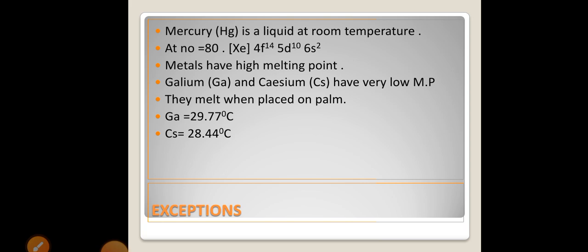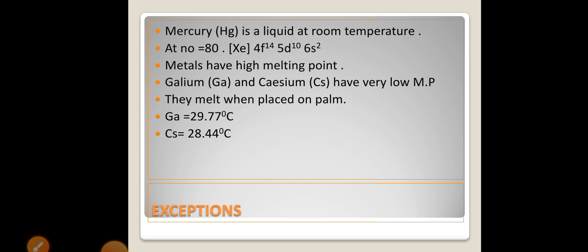Its atomic number is 80, and when you look at its configuration, it is completely filled: 4f14, 5d10, 6s2. Because of these completely filled orbitals, it gives stability to mercury. So that is the reason why mercury is a liquid.